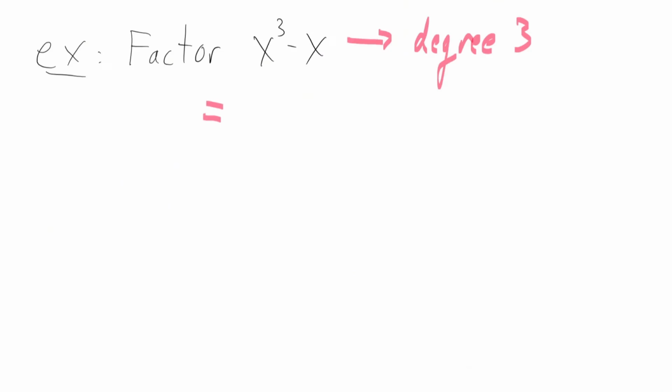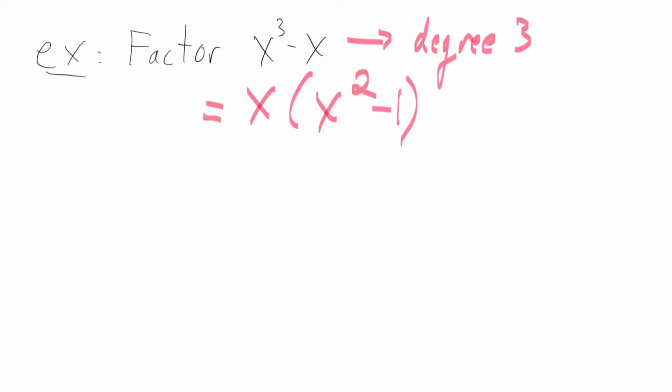So the first question we ask is, are there any obvious moves? Are there any obvious things I can factor out here? So take a look at what we have, right? Is there anything that clearly I can suck out of both x cubed and x? Well, in fact, yes, I can factor an x out of this and get x squared minus 1 left over.